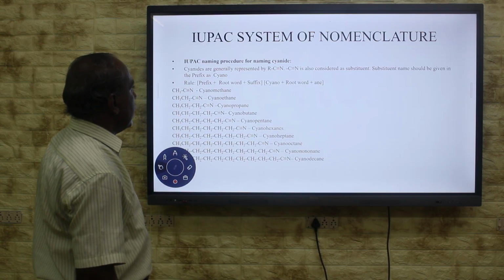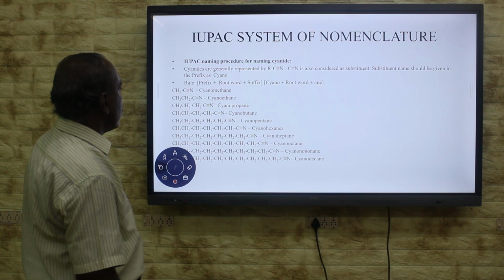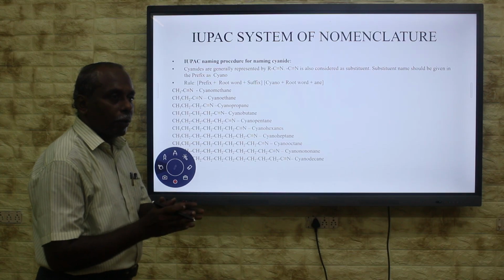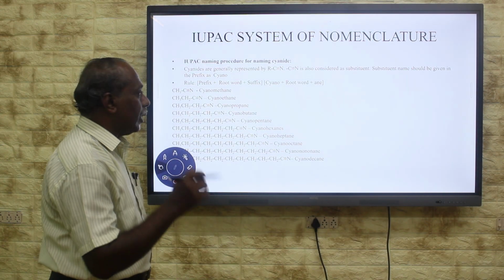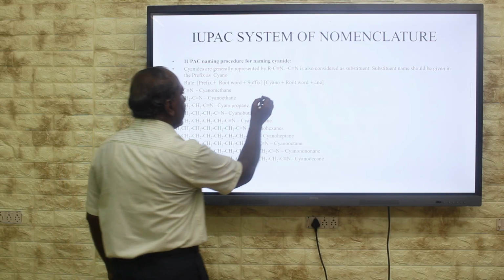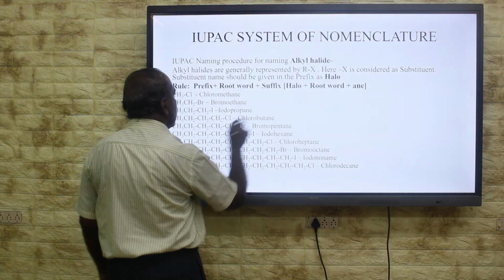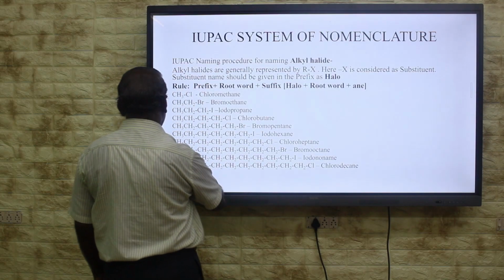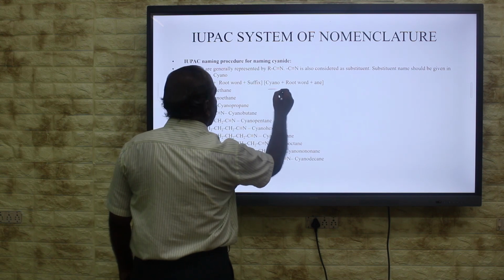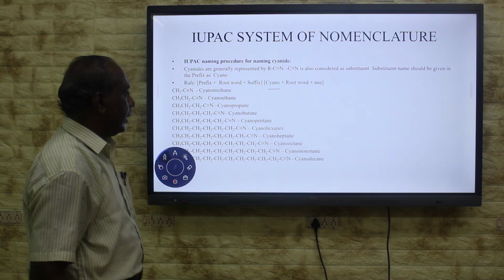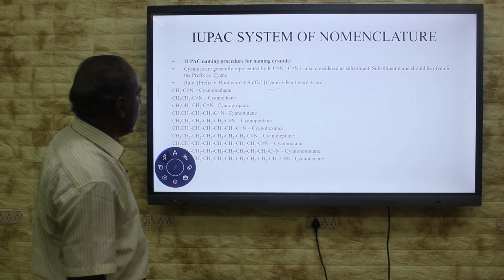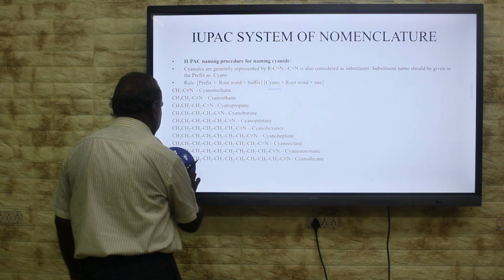For the IUPAC name for naming cyanides, the same procedure will be there. Here, cyanide is a functional group of lower periodicity, therefore the name should be given in the prefix cyano. Cyano, then the root word, then A and E is added. In that manner, you are going to give the name to the cyanide compound. Let us pass on to the next one.